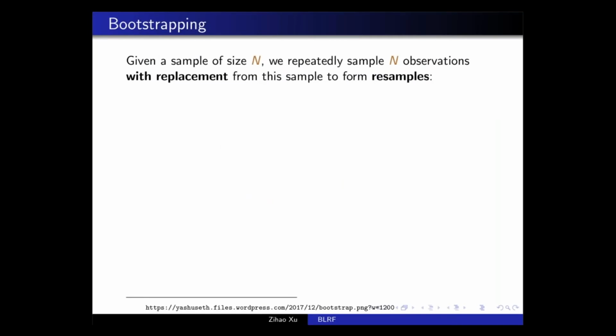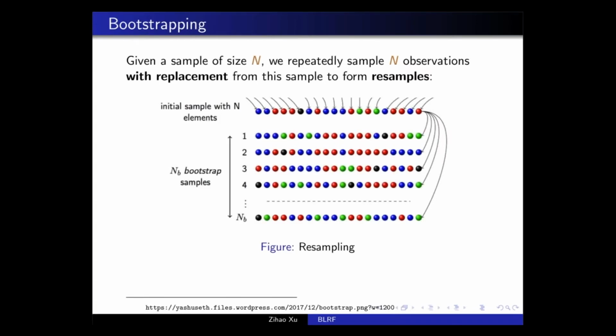Essentially, bootstrapping is when we have a sample of size capital N, and we repeatedly sample n observations with replacement from the sample to form resamples. Graphically, assume that we have this sample of size n to start with, and we repeatedly sample with replacement from this sample to get our resamples. Because we're sampling with replacement, for each of the resamples, we can see repeats. So you can see a lot of these blue points occurring multiple times and black dots occurring multiple times, whereas in the original sample, there's only one black dot.